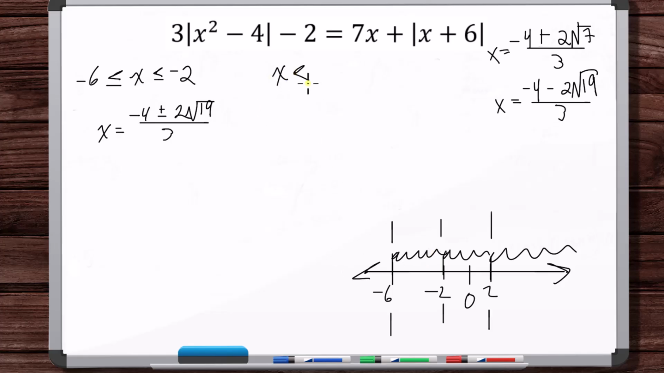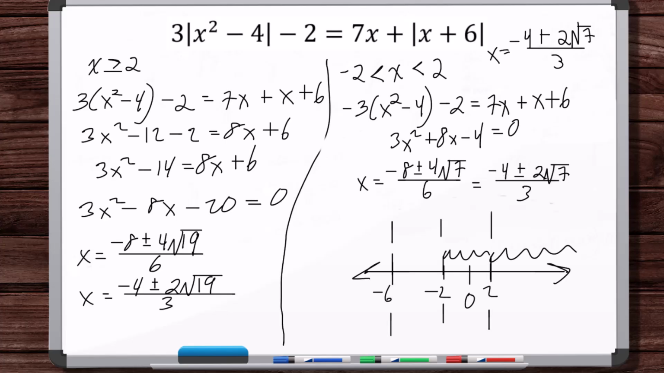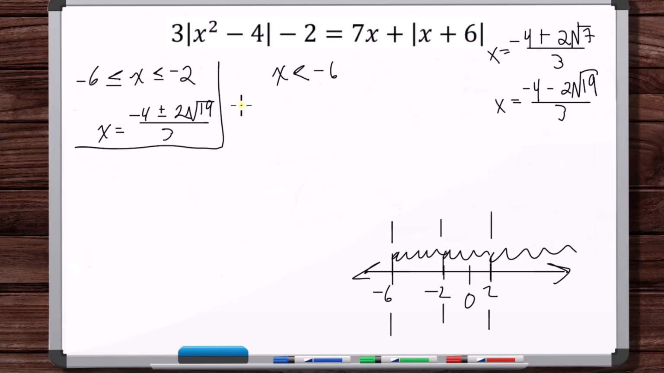X is less than minus 6. X is less than minus 6. So, okay. In that case, what's going to happen? This is going to be positive, and this is going to be negative. Did we already do that? I don't think so. No. So we need to go ahead and solve this. So this is going to be positive, and this with a negative out front.